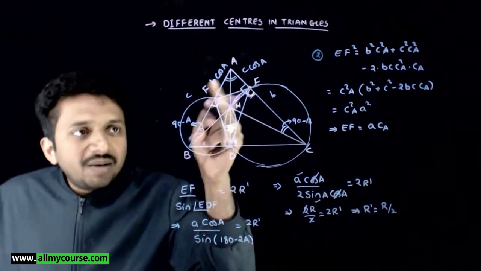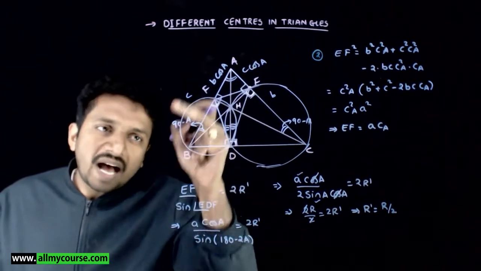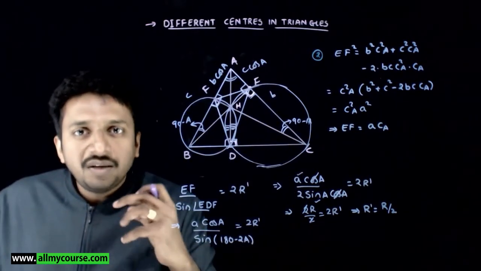It means the circumradius of the pedal triangle is equal to half of the circumradius of the original triangle.